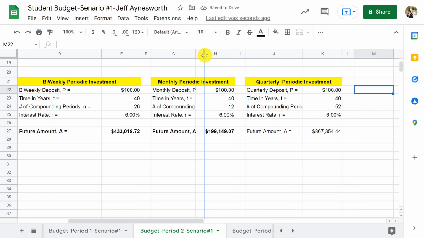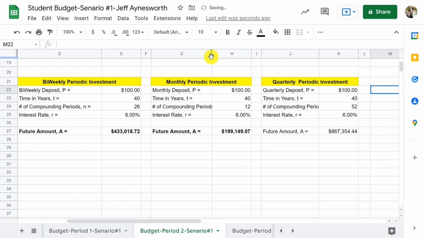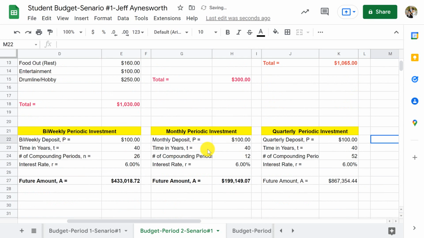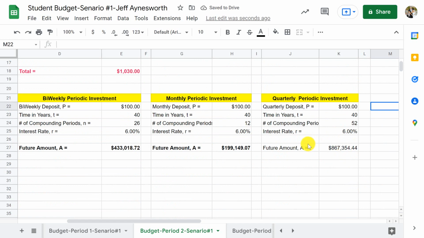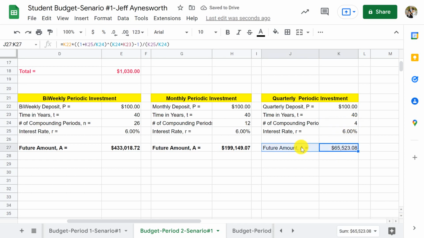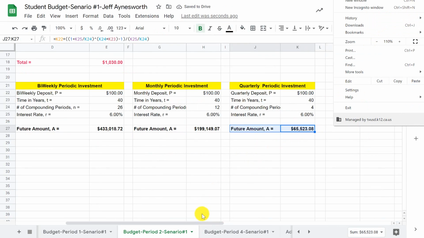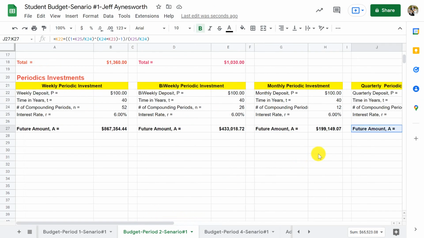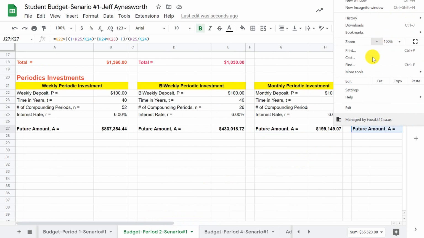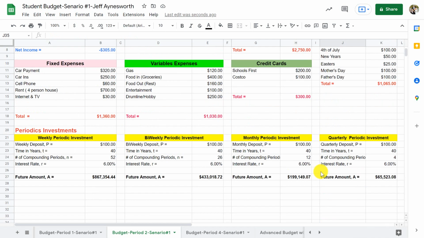I'm changing my column width right now so I can see things a little bit better. Oops. Okay, so I got to change 52. Got to change 52 to what? To 4. There's 4 quarters per year. And notice that the future amount is less than 100,000. It's only 65,000 roughly. Okay. So let's look at what we have so far. So here's our entire spreadsheet.